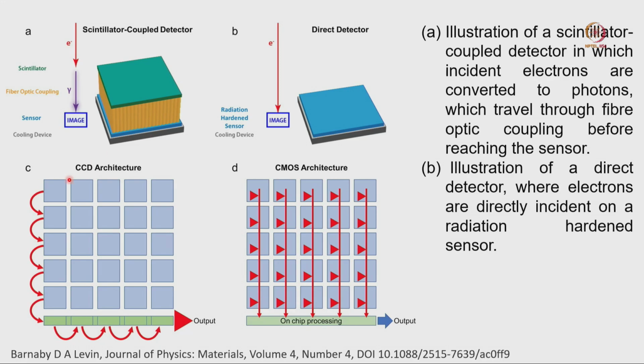Here you can see the CCD architecture, where there are different pixels, and an electron comes and interacts with a pixel, and the signal goes through this fiber optics coupling cable, and then to a readout output sensor. There you can see the signal is recorded and we get that image.